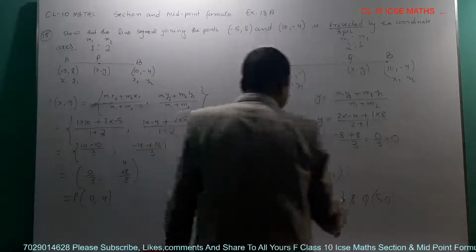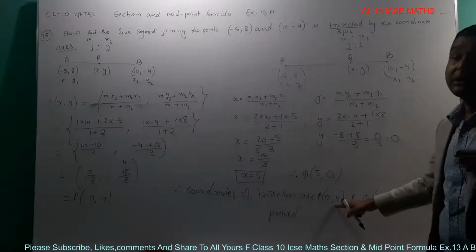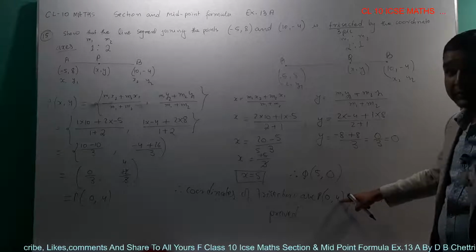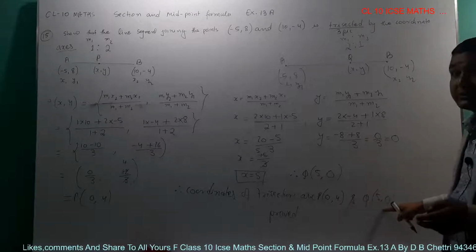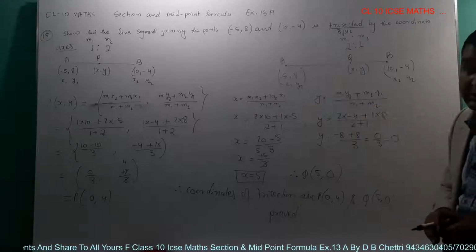How do we know whether it lies on the axis? Because one of the values is 0. If one of the values is 0, that means the point lies on the axis. If only the y variable is there, it lies on the y-axis. If only the x variable is there, it lies on the x-axis. And the question asks to prove whether these lie on the axis or not.